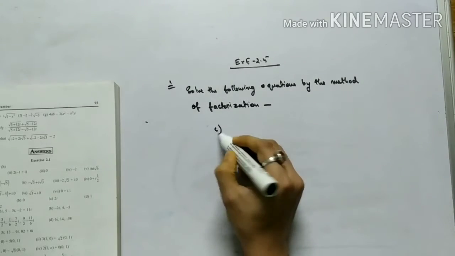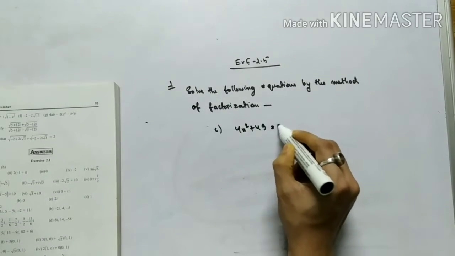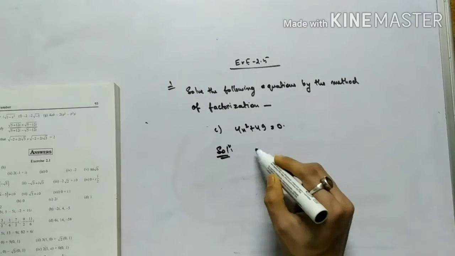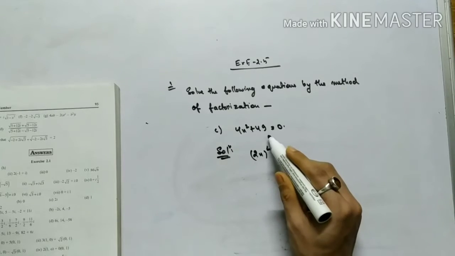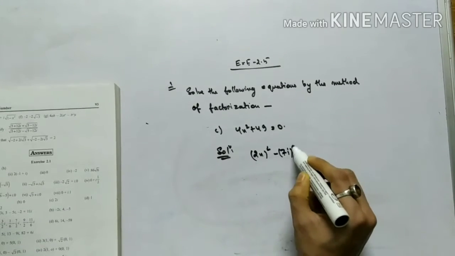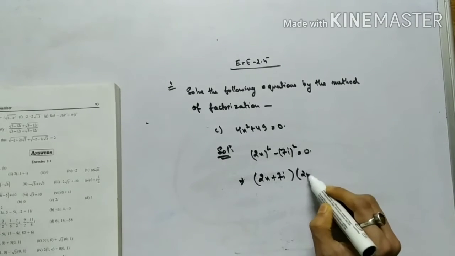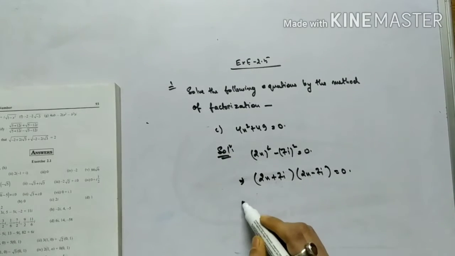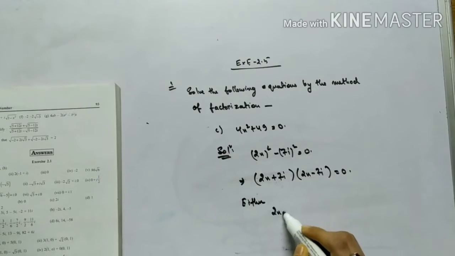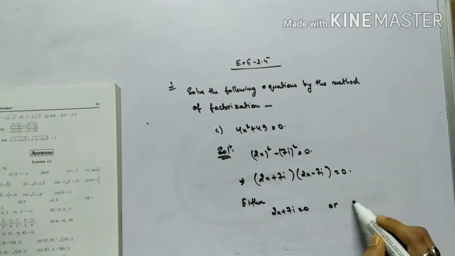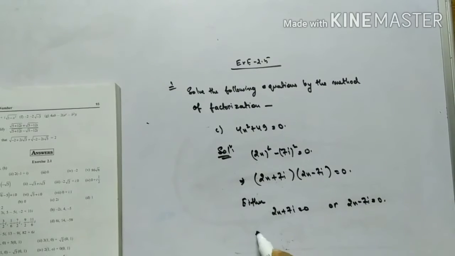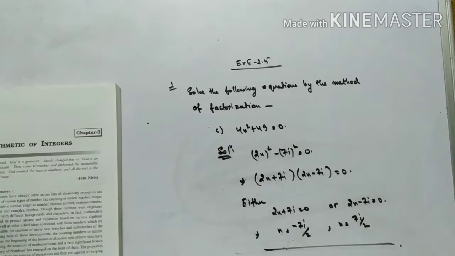Next again, number C, 4x square plus 49 is equal to 0. So you can write this as (2x) the whole square, and I can write this as (minus 7i) the whole square is equal to 0. So (2x plus 7i) into (2x minus 7i) is equal to 0. So either 2x plus 7i is equal to 0 or 2x minus 7i is equal to 0. x is equal to minus 7i by 2. x is equal to 7i by 2.